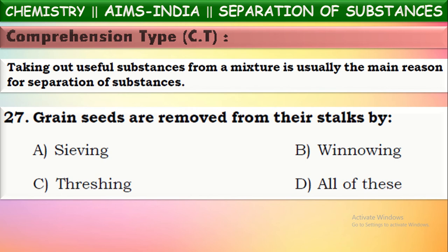Grain seeds are removed from their stalks. How is the grain separated from the stalk? After harvesting, the stalks are beaten against a hard rock substance. Then the grains are separated from the stalks. What is this method called? Separation of grain from the stalks. What is it called? It is called threshing. Beating the harvested stalks against a hard rock substance or any wood material is called threshing. By this, grain will be removed from the stalks.